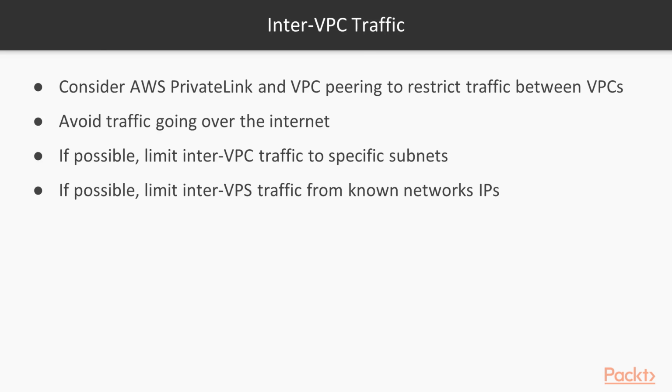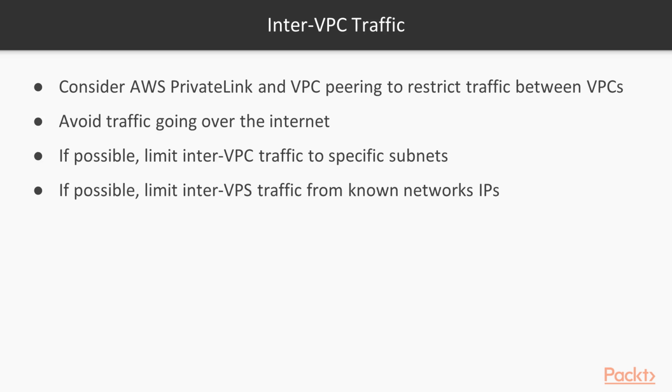Inter-VPC traffic. Consider using PrivateLink and VPC peering when trying to restrict traffic between networks. The goal of using these technologies is to avoid your traffic going over the internet.